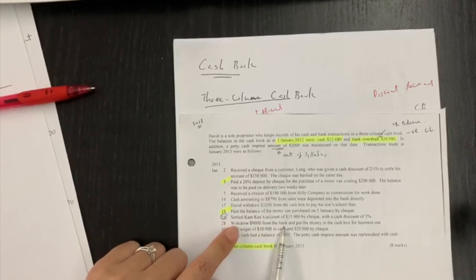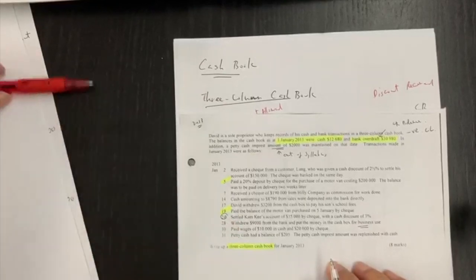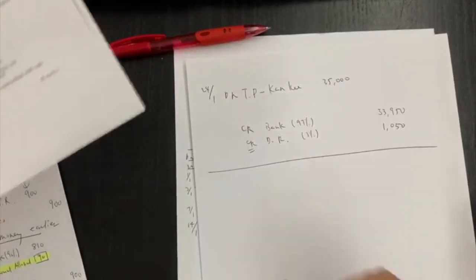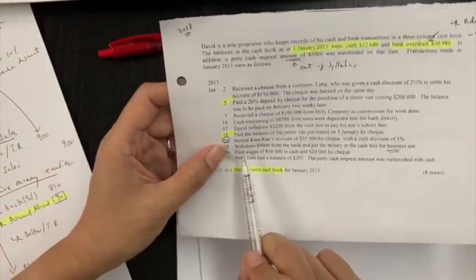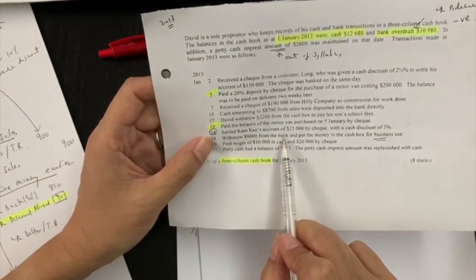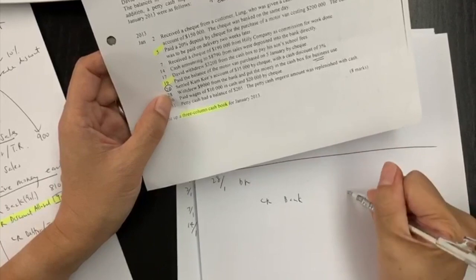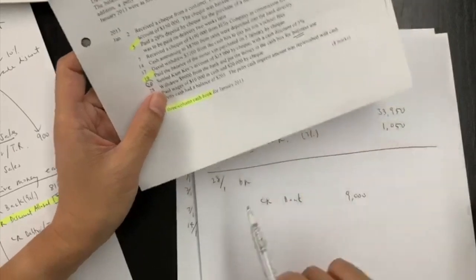So withdrew 9,000 from bank and put the money in the cash box for business use. So now be careful, is this drawing or not drawing? Now since this is for business use, not for private use, this is not drawings. Okay, so what will be the double entry? Let me show you step by step here. So the date here is 28th January. Okay, withdrew from the bank, therefore we have less money in the bank, so credit bank, and which is 9,000. Okay, in the cash box, therefore we have more cash, so debit cash 9,000.